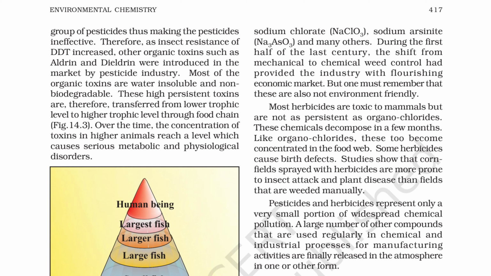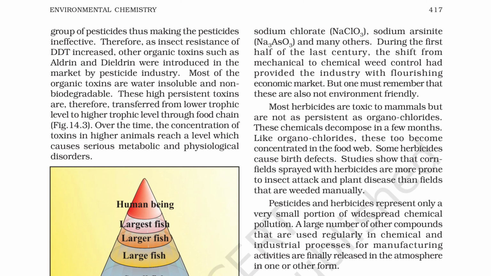Most herbicides are toxic to mammals but are not as persistent as organochlorides. These chemicals decompose in a few months. Like organochlorides, these too become concentrated in the food web. Some herbicides cause birth defects. Studies show that cornfields sprayed with herbicides are more prone to insect attack and plant disease than fields that are weeded manually. Pesticides and herbicides represent only a very small portion of widespread chemical pollution.